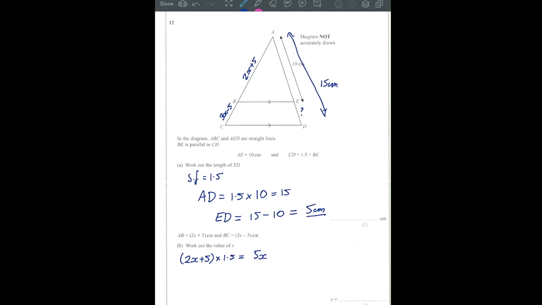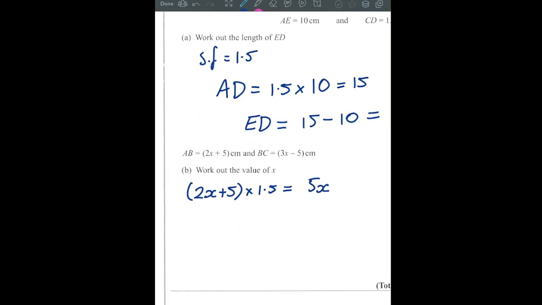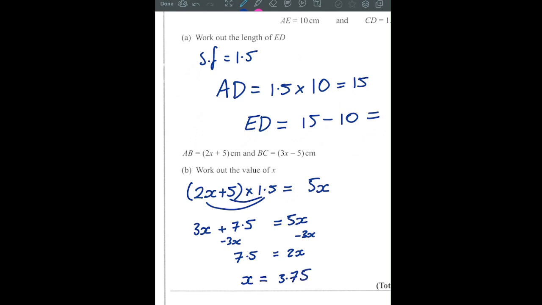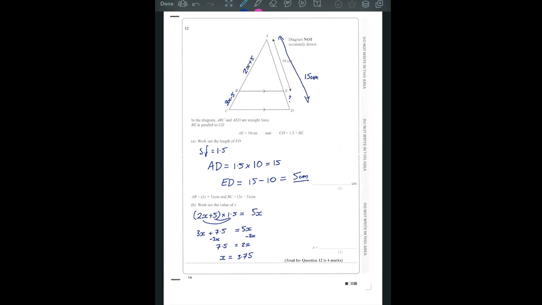Well, now that's just an equation. Whenever I see an equation, I ask, what do I hate the most? Brackets. I don't like brackets when solving an equation, so I'm going to expand them out. The 2x times 1.5, you can do that in your calculator, 2 times 1.5 is 3x. The 5 times 1.5, again, calculator will tell me is 7.5 equals 5x. I now have x on both sides. I don't like it, so I'm going to move the smaller amount of x. 7.5 equals 2x. And finally, divide by 2 is 3.75 as my final answer.